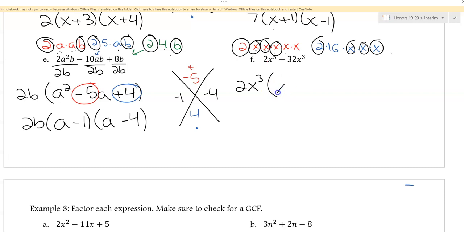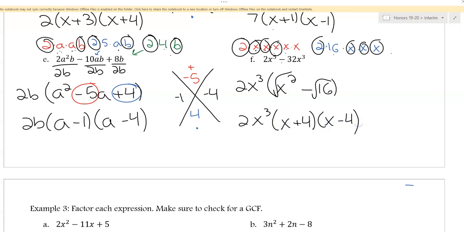What do I have left? X squared on this side minus 16 on this side. This is just difference of squares now. Square root. That's x plus 4, x minus 4.